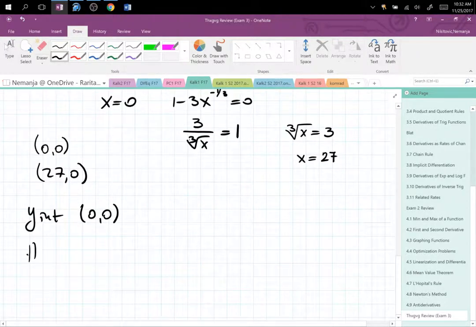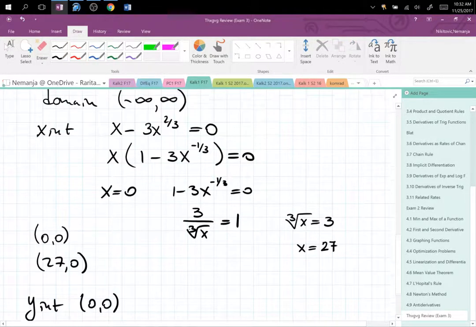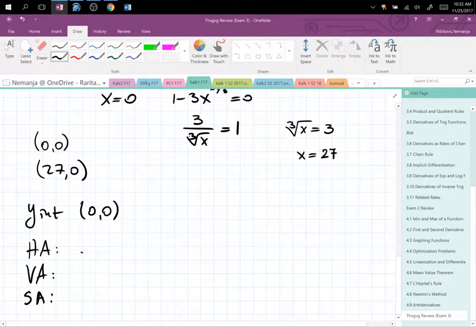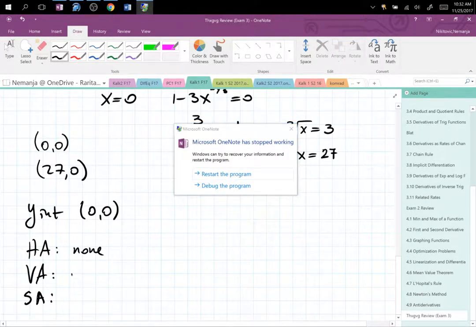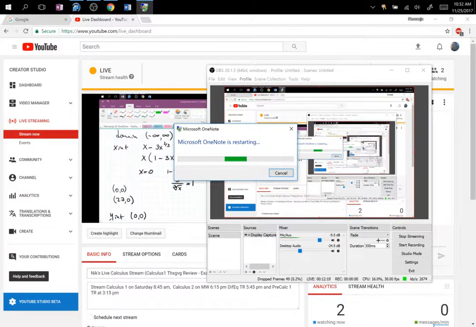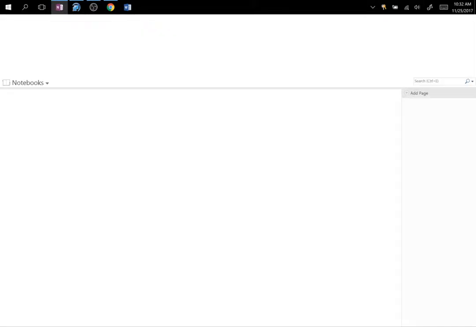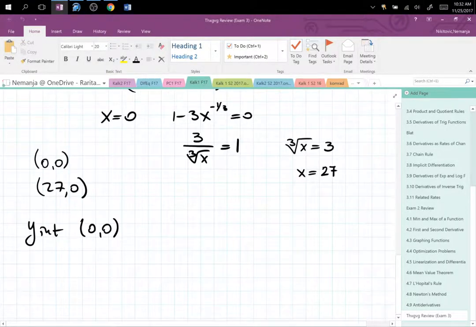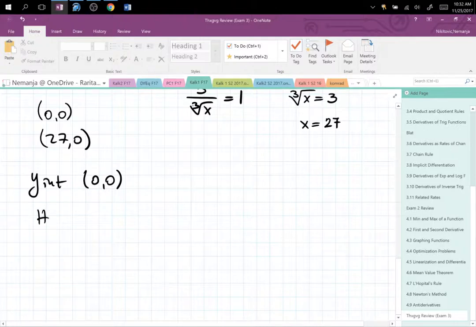Asymptotes, right? And that would be none across the board, right? Oh, yes. Make sure that program crashes 15 times. Horizontal asymptote, vertical asymptote, slant asymptote: none.